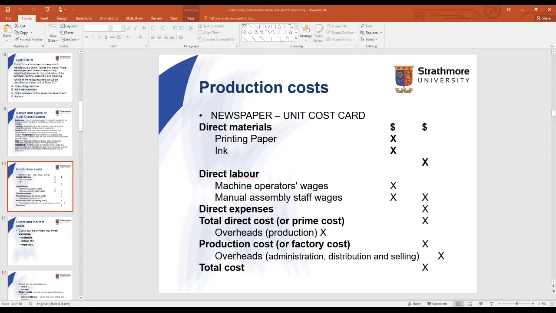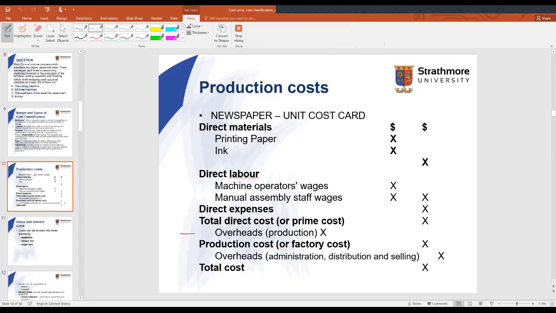Now the supervisor, as I mentioned, is called a production overhead cost. It is a cost that was incurred because you are producing this commodity. However, it is not part of the labor involved directly in making the commodity. An example is the salaries you pay to the supervisors.